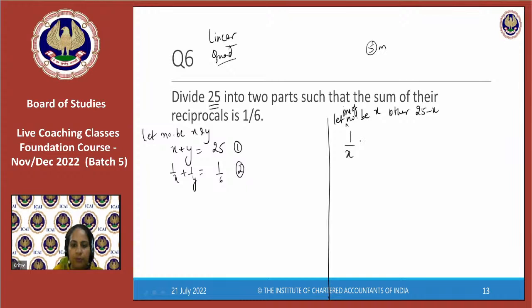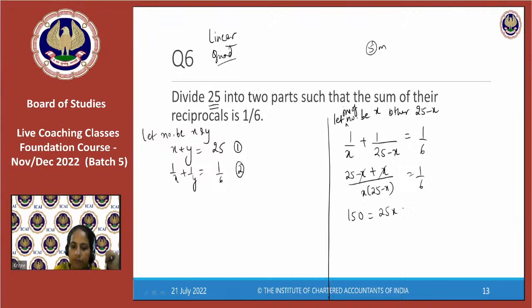The sum of their reciprocals is 1/6. Nothing doing, simply take the LCM. x into 25 minus x is equal to 1/6. So this is 25 minus x divided by this, plus this by x. Minus x plus x cancels out. Cross multiply: 25 into 6, 150, is equal to the entire part, that is 25x minus x square. Bring everything on one side: x square minus 25x plus 150 equals 0.